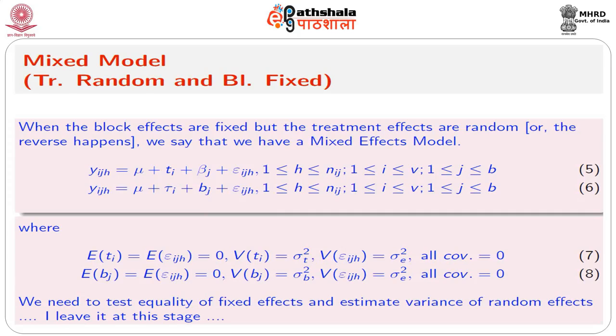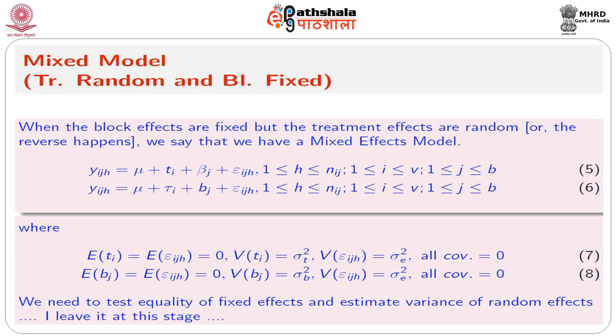Whereas 5 refers to a model where Ti is used instead of tau i, so it is a random effects model with treatment effects random. 6 refers to a random effects model with block effects random. Accordingly, 7 corresponds to expression 5, where you have only two variance components, sigma square T and sigma square E, and 8 refers to expression 6, where you have the other two variance components, sigma square B and sigma square E. So we need to test equality of the fixed effects and estimate the variance of the random effects.